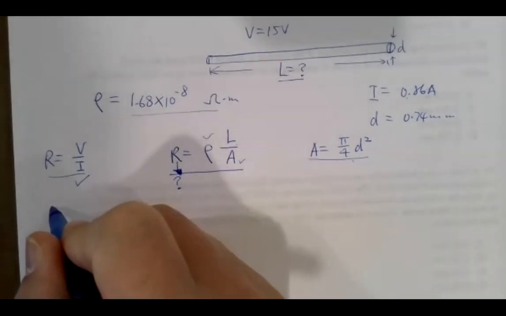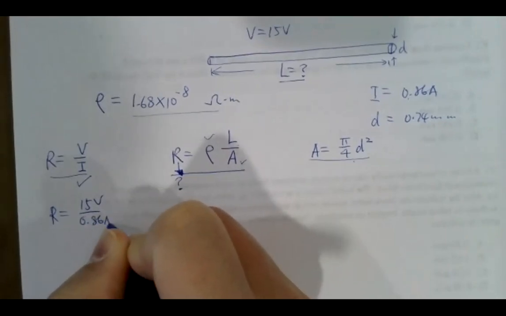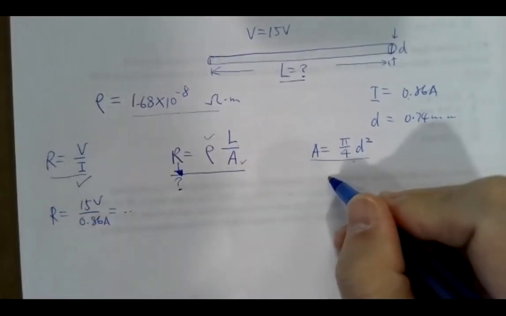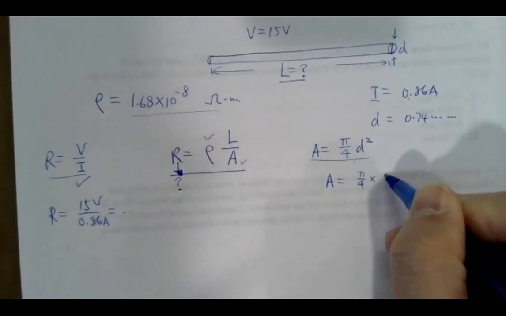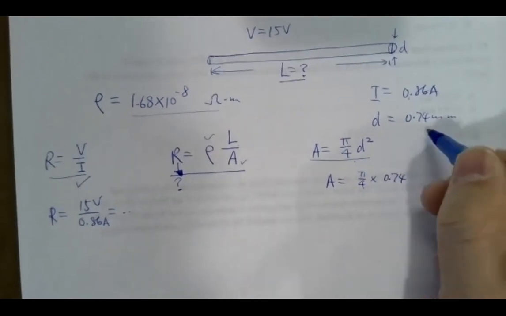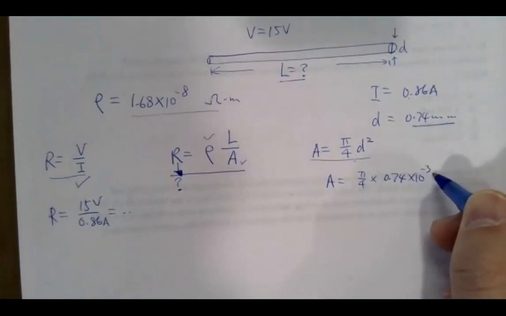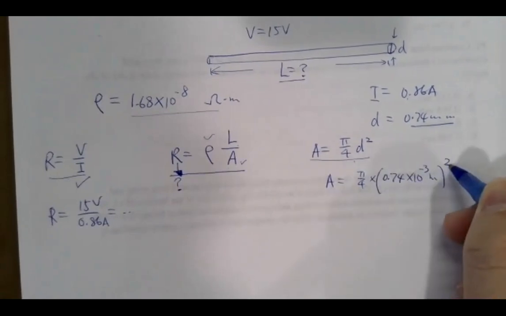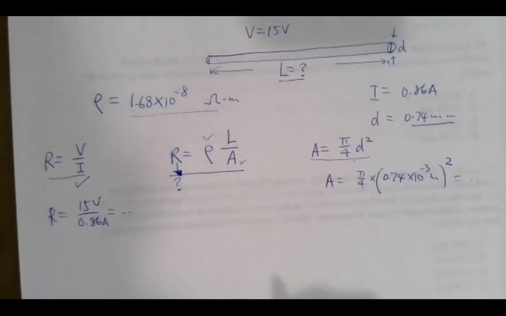So you can do that. You can do R equals 15 volts divided by 0.86 amps. That gives you resistance. You can calculate A equals pi over 4 times D, 0.74. Now just pay attention here. This is in millimeters, so times 10 to the minus 3 to convert to meters. And then do not forget to square it. Then you can have your A there.